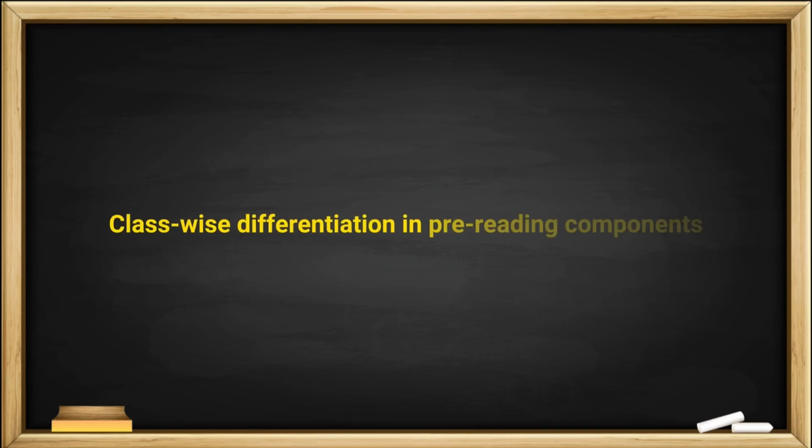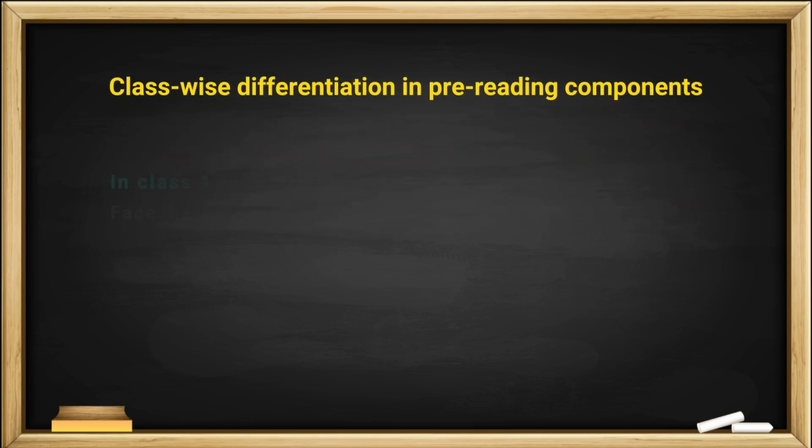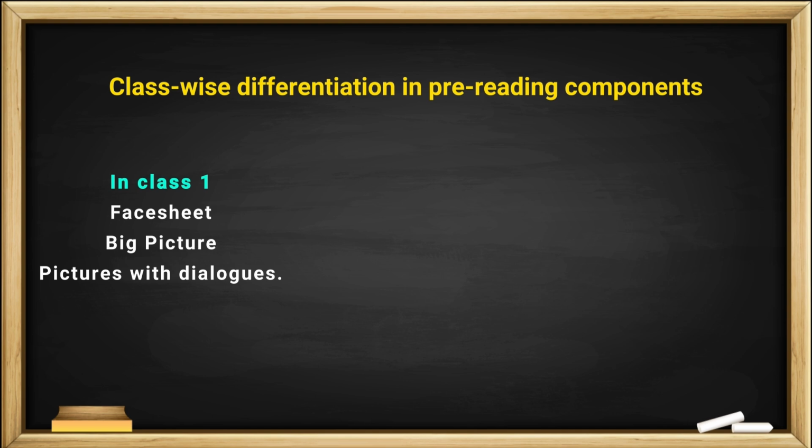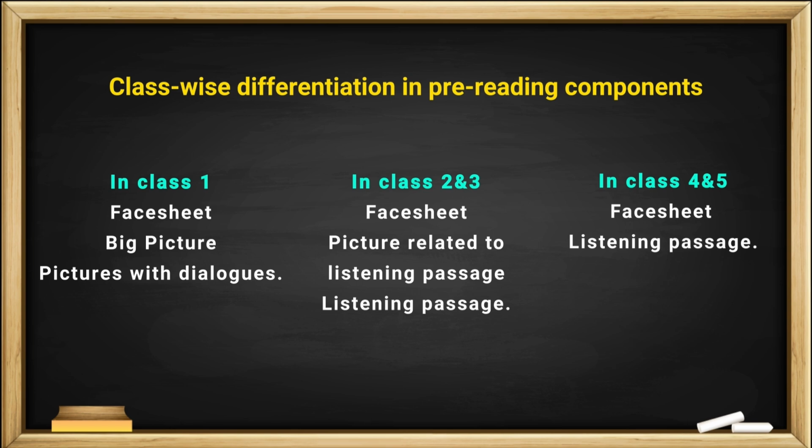There is a class-wise differentiation in pre-reading components. The components for pre-reading activities differ across all classes. In class 1, we have face sheet, big picture, and pictures with dialogues. In classes 2 and 3, we have face sheet, picture related to listening passage, and listening passage. In classes 4 and 5, we have face sheet and listening passage.